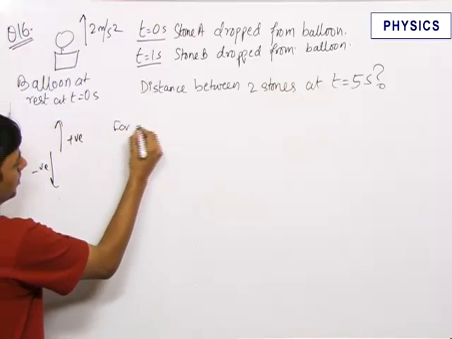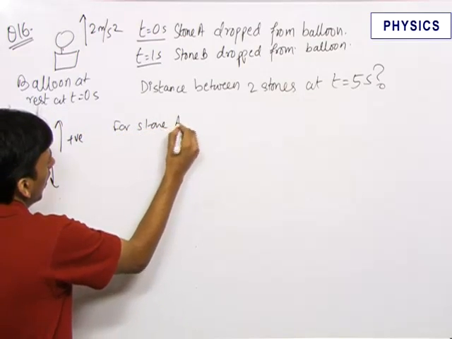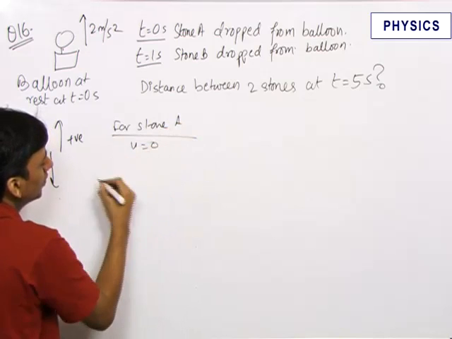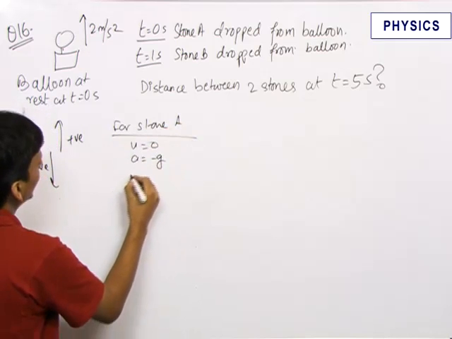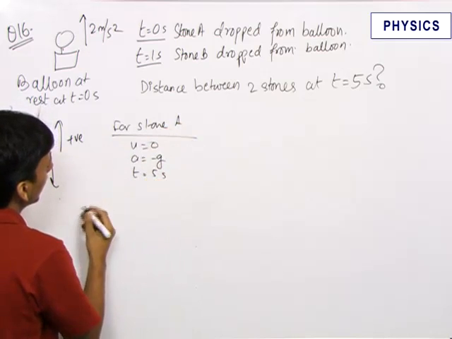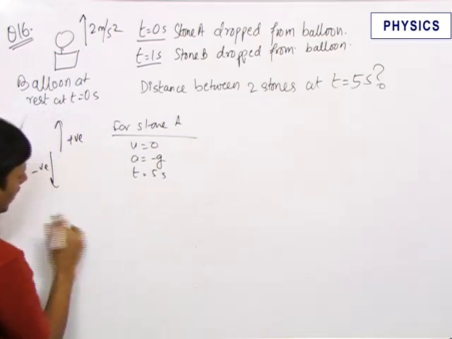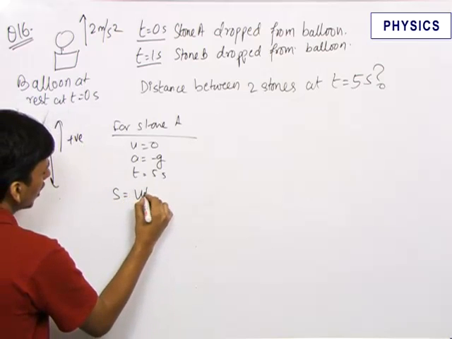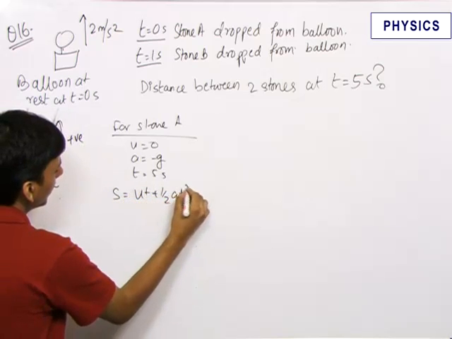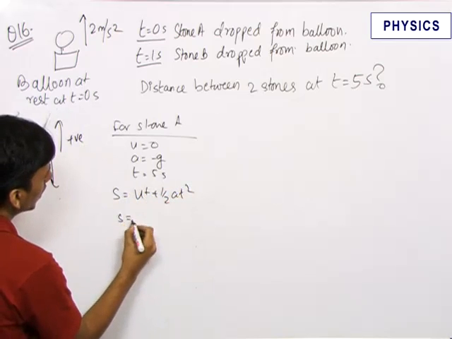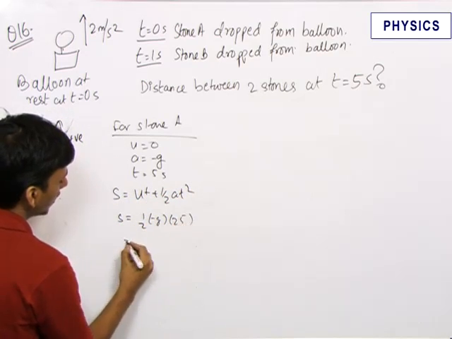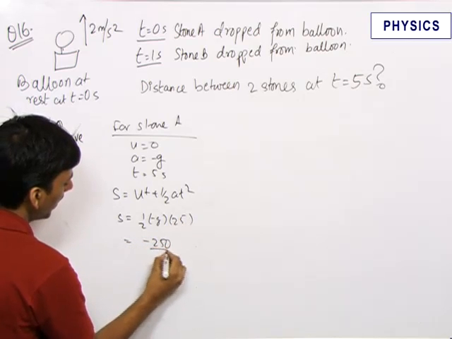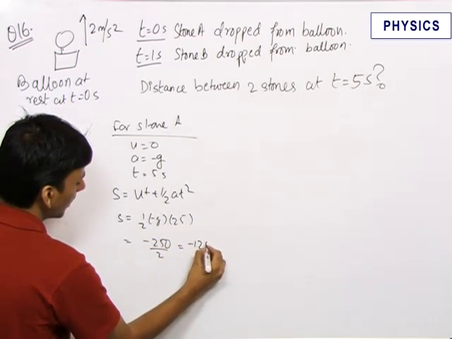For stone A, initial velocity was 0, acceleration is equal to minus g, time is equal to 5 seconds. So the displacement of the particle is ut plus half at squared, s is equal to half times minus g times 25, that is equal to minus 250 by 2, that is equal to minus 125 meters.